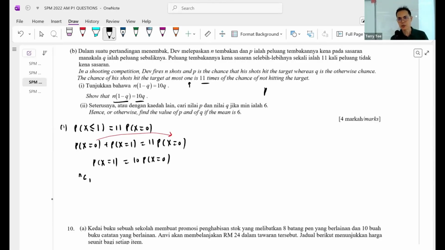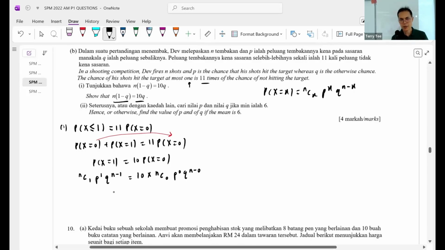Okay, remember, for those who are unsure, P(X = x) or P(X = r) is nCx p^x q^(n-x). We can use x, we can use r, doesn't matter. So what's your p probability? Power 1. What's your q? n minus 1. This is 10 times nC0, p^0, q^(n-0).